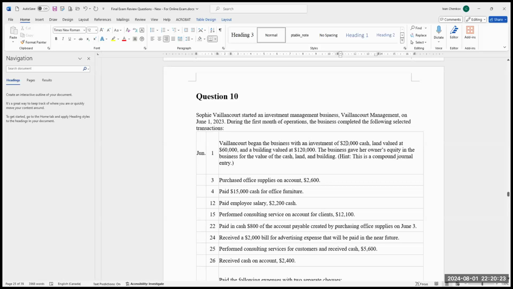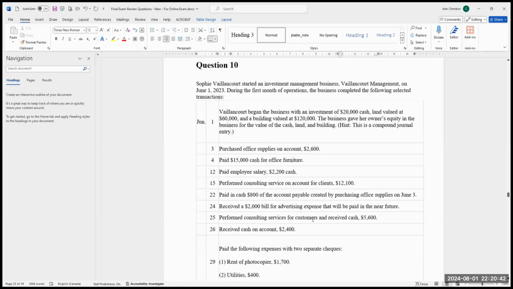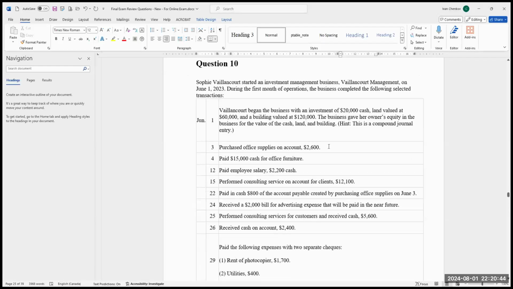So debit will be cash 20,000, land 60,000, building 120,000. And everything's going to go to his capital account. That's how you have to do this. Next journal entry. Purchase office supply on account. Debit office supplies, credit accounts payable.